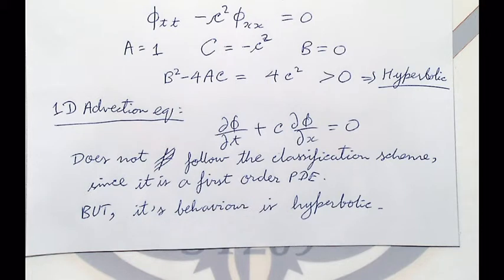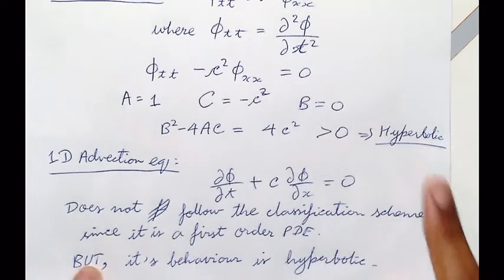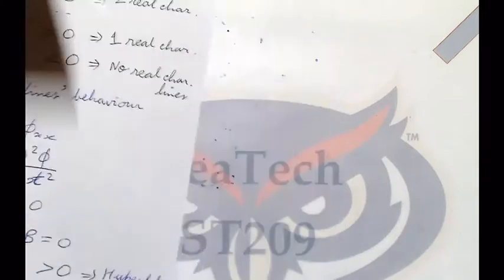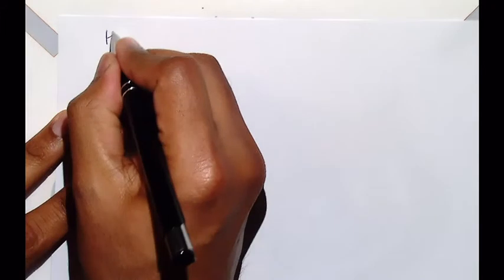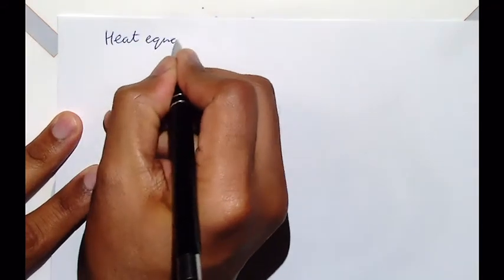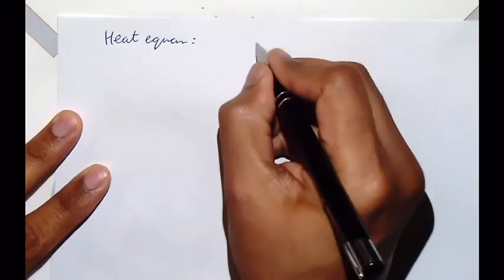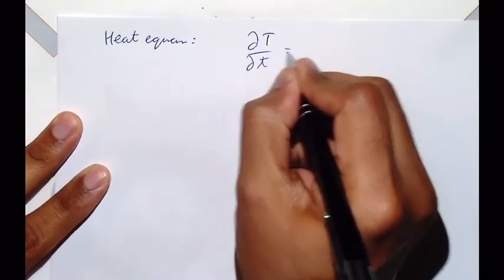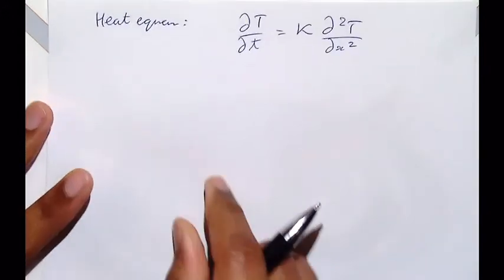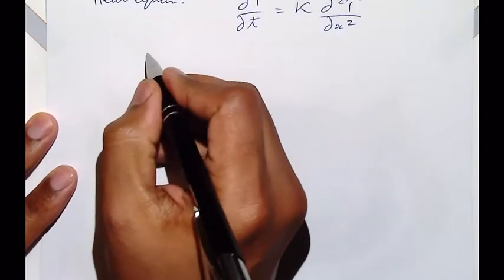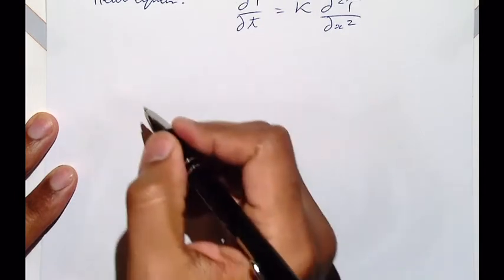All right. So we've looked at the hyperbolic example. There's two more left. Let's bring back the heat equation. We had del T by del t equal kappa del 2T over del x squared. So can you tell me what is this?